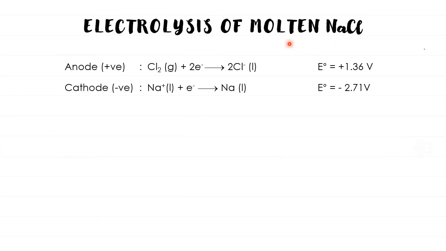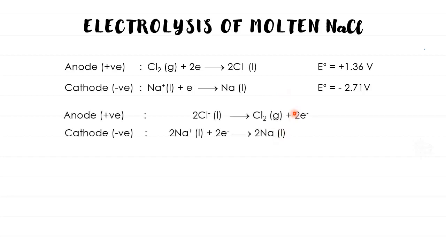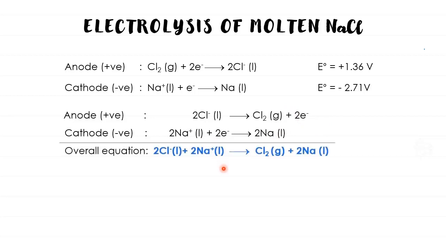As for molten NaCl, even though you already know which ion is to be discharged and you don't have to compare their E-note values, you will still need to form the redox equations to indicate the reactions taking place. Rearrange the equations so the anode releases electrons, while the cathode accepts electrons, and then make the number of electrons tally with one another. For this case, we have 2 electrons. Cancel them out and then you will get your overall equation.